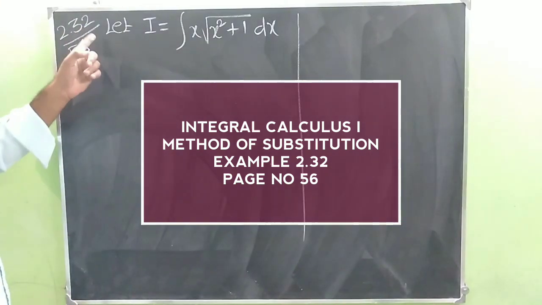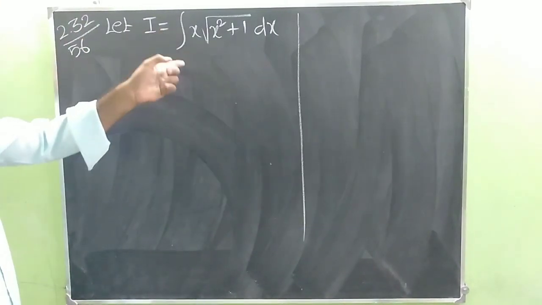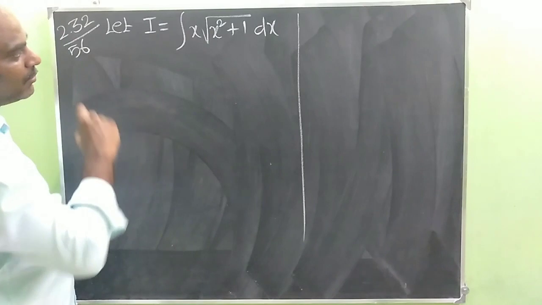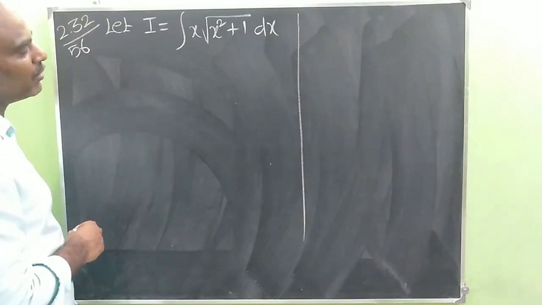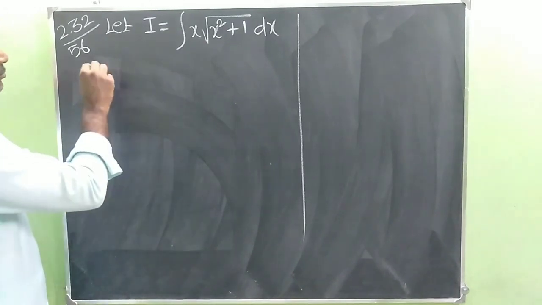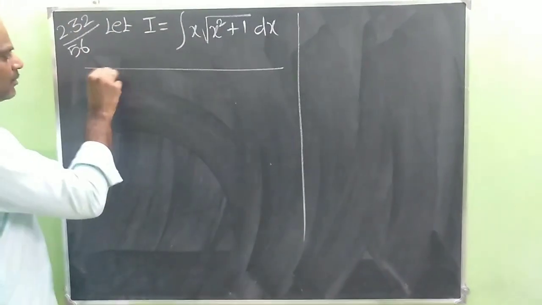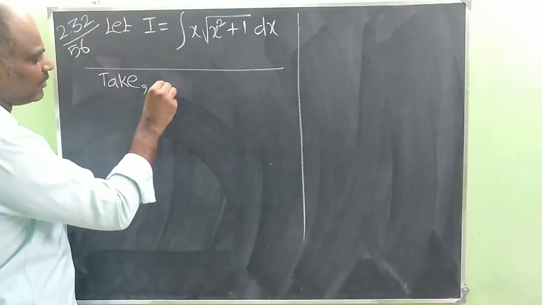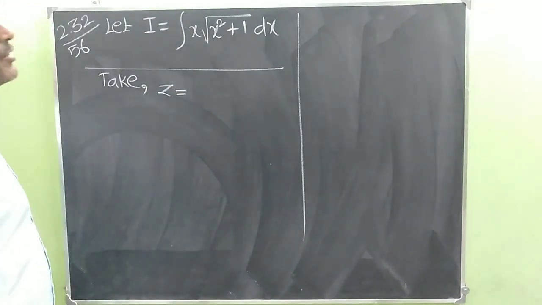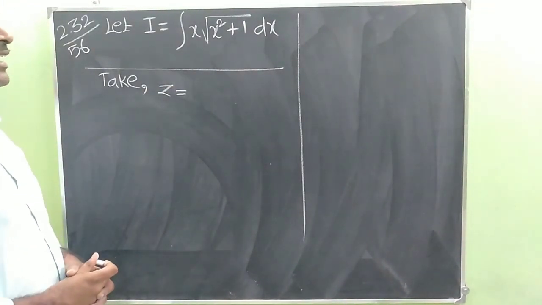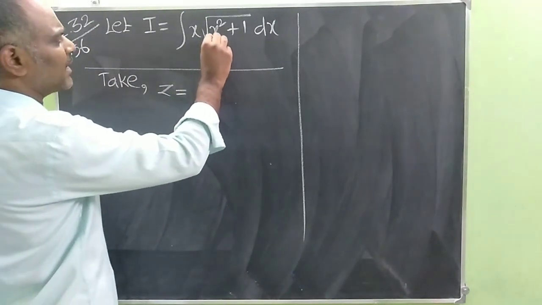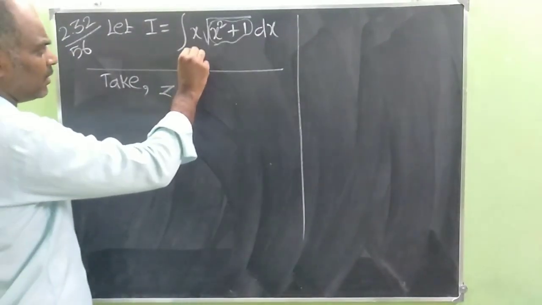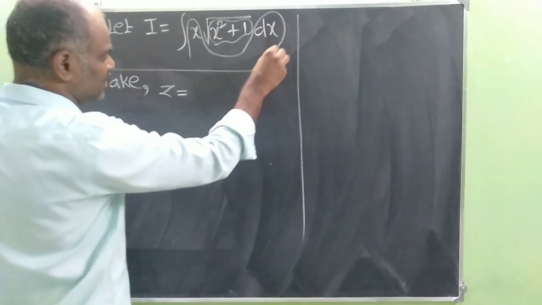See example 2.32, page number 56. Let I equal to integration of x into square root of x squared plus 1 into dx. So we have no other way to integrate this one, so use the substitution method. Take the new variable z. Here our choice is the higher degree, higher order term. Here the higher order term is x squared plus 1. And automatically this x dx changes into dz.